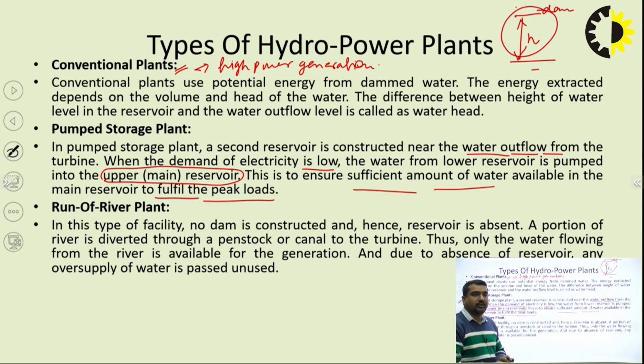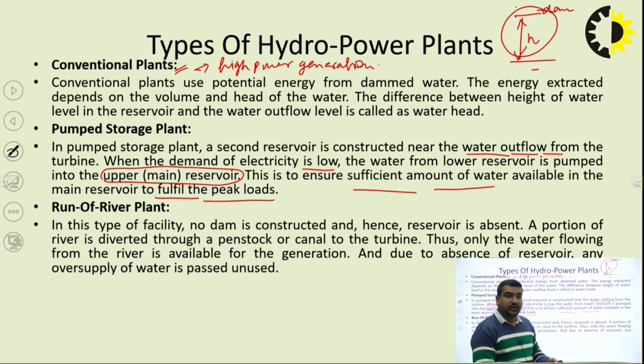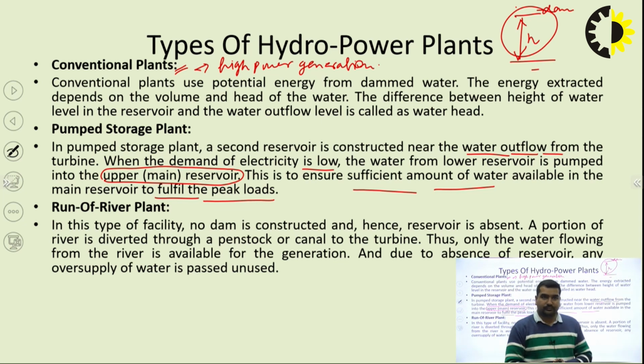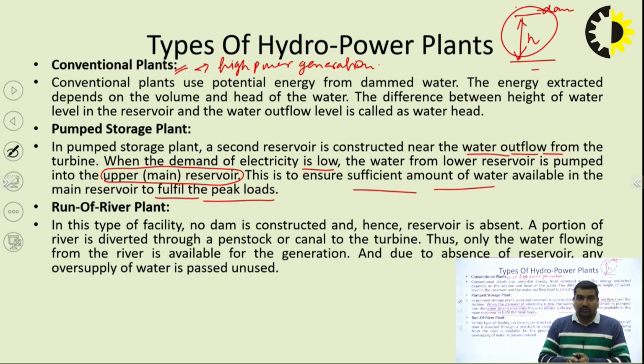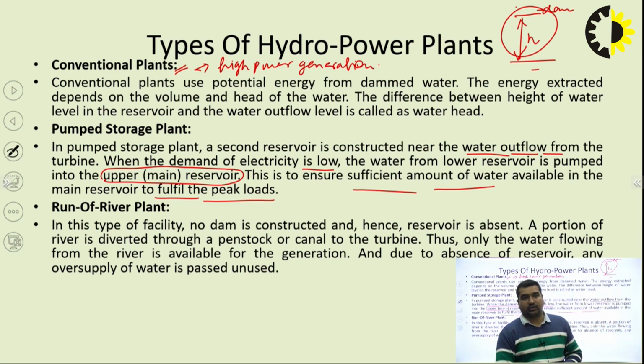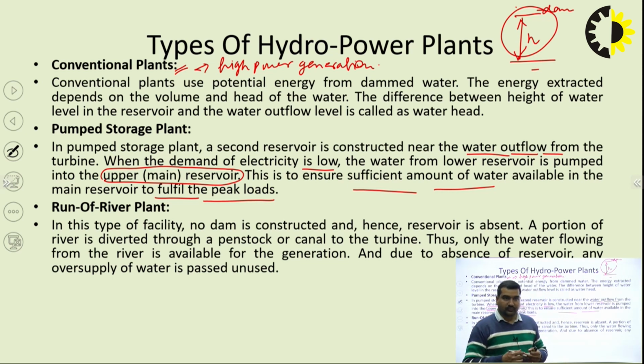Means when we do not have the peak load demands, we can uplift the water to the main reservoir, and we use it in case of peak load demand. So in this way we balance the supply and the demand. That is the extra advantage of the pumped storage plant. Generally nowadays every conventional plant has one extra storage to meet the peak load demands.